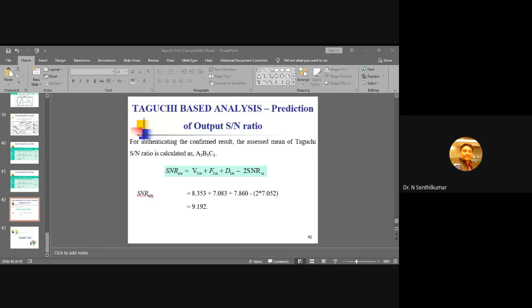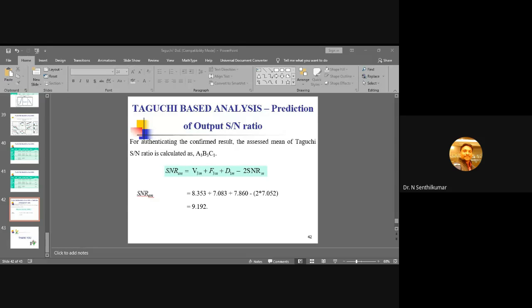For example, flank wear I am going to consider. That is minimization. Then surface roughness I am going to consider. That is also minimization. Individually I am going to calculate the SN ratio, and then I am going to keep it in an Excel. Then the third output is MRR, material removal rate, which is maximization. So there is a contradiction. Two are minimization and one is maximization. So for this also I am going to put the SN ratio.